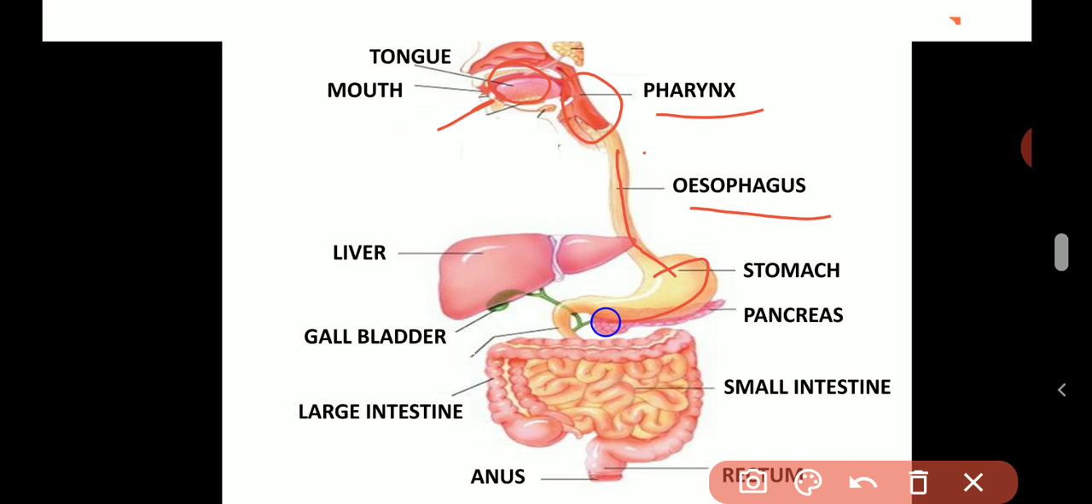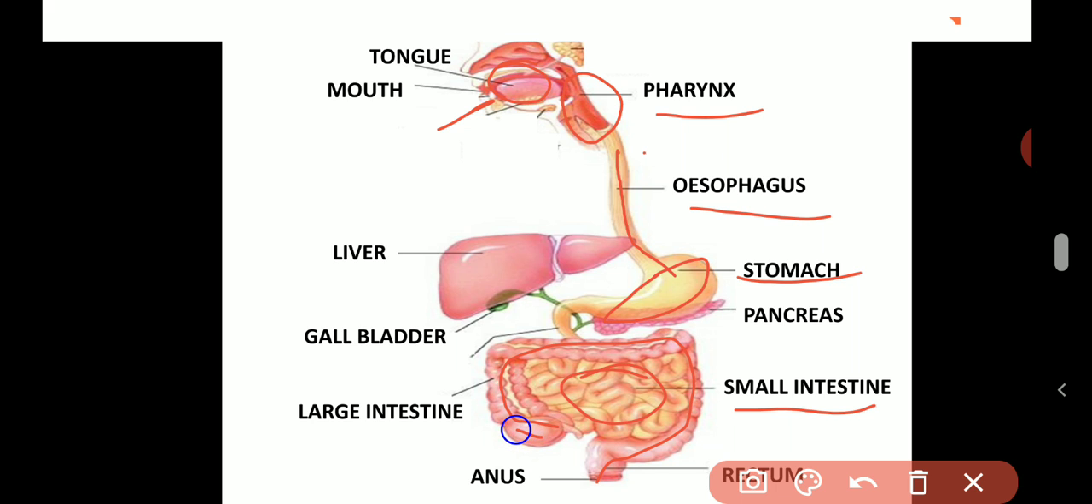Then the J-shaped muscular bag, the stomach. After the stomach, you have the small intestine, which is again divided into three parts. The three parts are duodenum, jejunum and ileum. Then you have the large intestine.